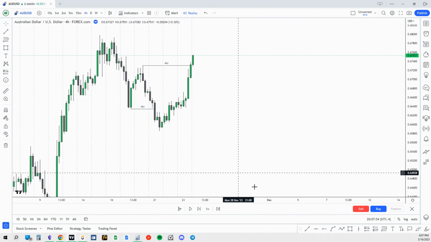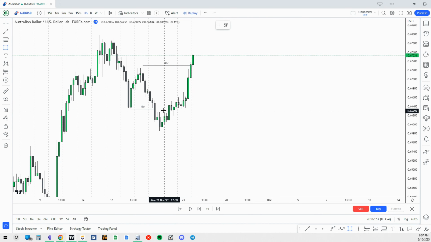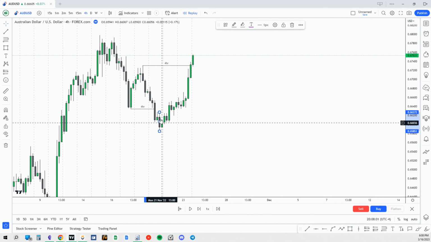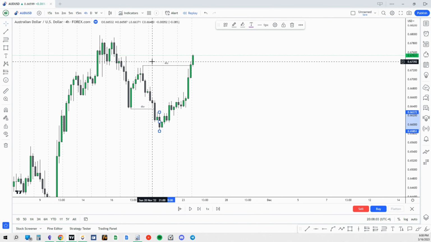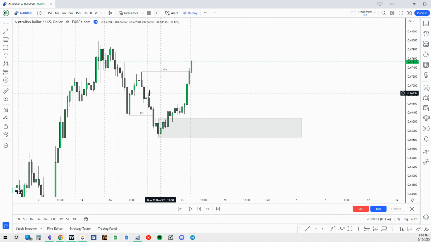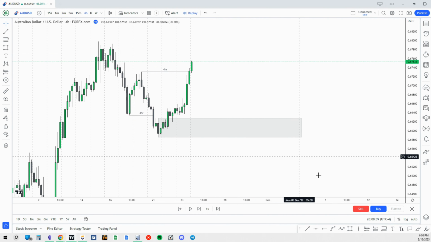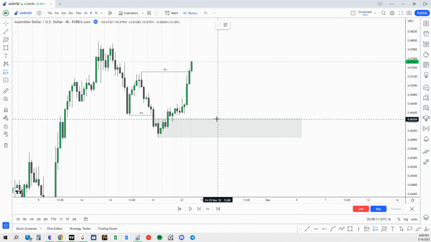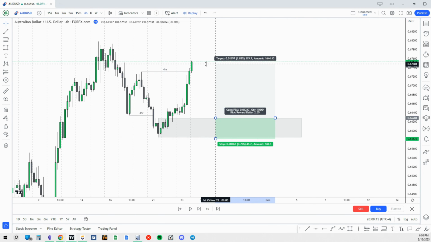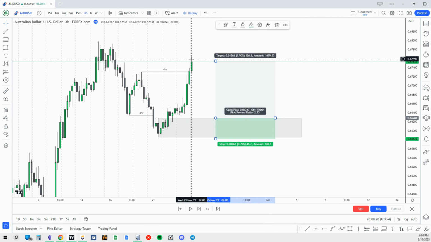And anytime we get a break of structure, we can then mark up our demand zone, which is the last down candle before the up move that breaks structure. Using our box tool, we can then drag that over. And as soon as we get the break of structure, we can then just set our pending order on this zone here. If you're doing this like right immediately, you could set it at this candle's high right here.